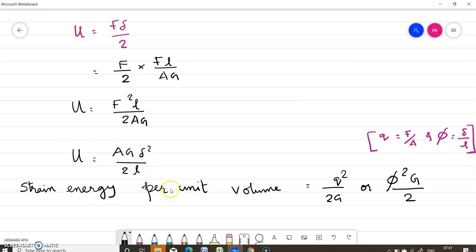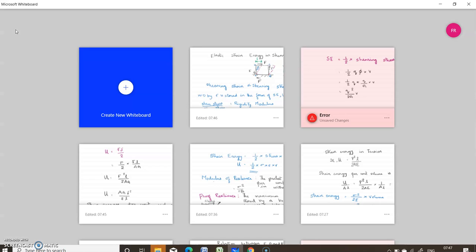So what is the strain energy per unit volume? By substituting Q equal to F by A and phi equal to delta by L, you can write strain energy per unit volume as Q square by 2G or phi square G by 2. Okay.